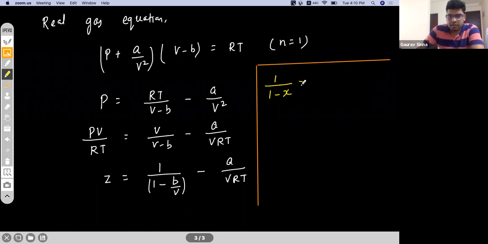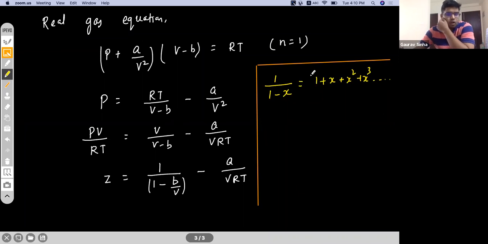So this we can write as 1 plus X plus X square plus X cube and so on. This is the expansion of it. Or if this is in GP, the sum of an infinite GP is nothing but 1 by 1 minus X. You can get it from this. This formula we are going to use here for this expression.